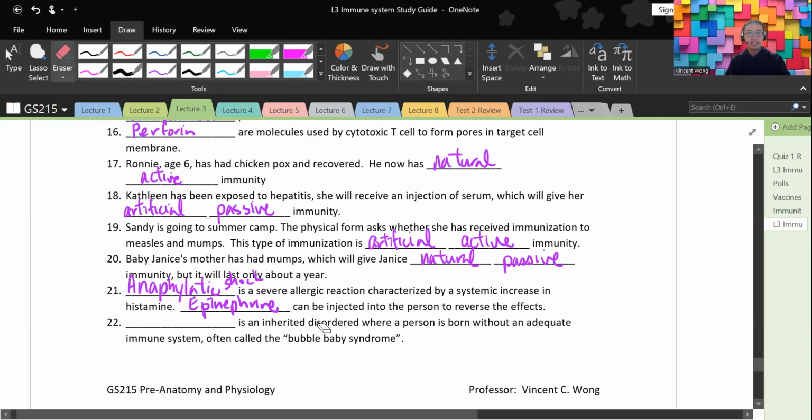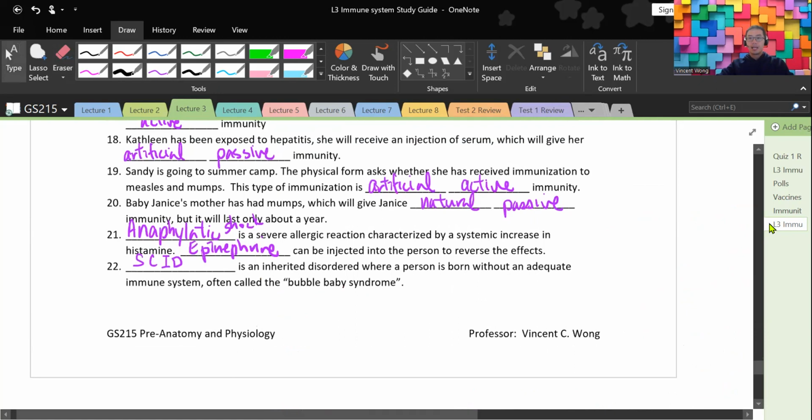An inherited disorder where a person is born without immune system, often called bubble baby syndrome, is SCID, severe combined immunodeficiency. Okay. It's in your notes. Okay. So that is that.